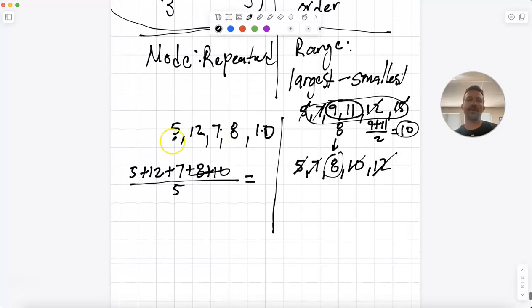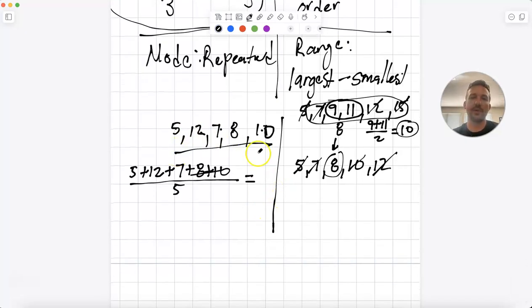Okay, let's go back to these numbers right here. Which one is the mode? Which one is repeated the most? Well, they're all repeated once in this case, so none of them are the mode. If, let's say you had another 12 in there, then you'd say the mode is 12.